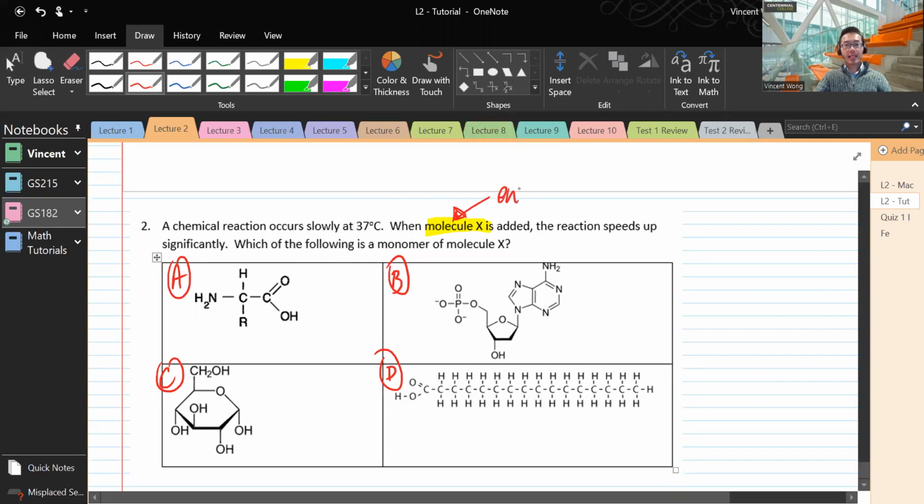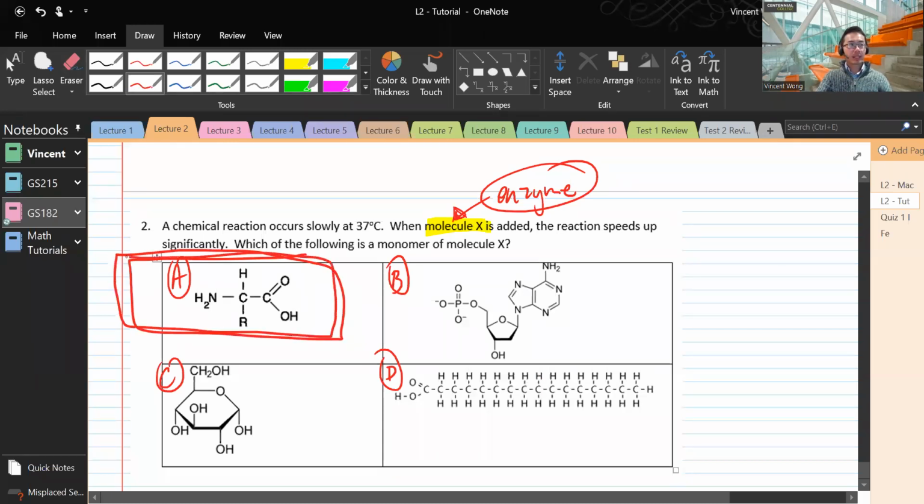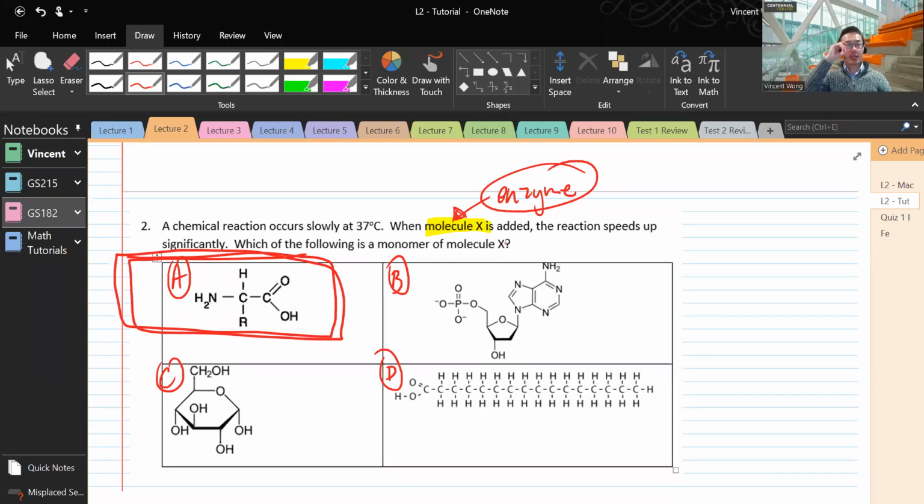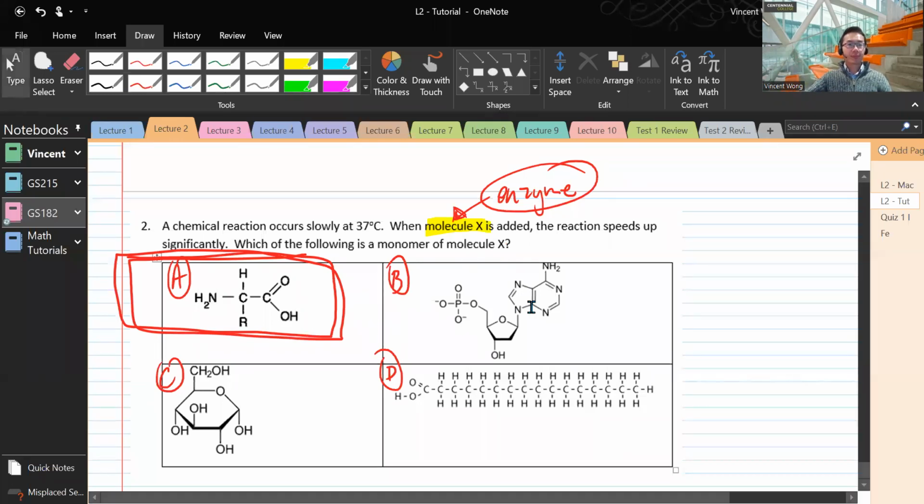That's right. The answer is enzyme. And what are enzymes? Are enzymes carbohydrates, proteins, lipids, nucleic acid? They are proteins. So what is the monomer of proteins? The answer would be amino acid. So you see, this would be an example of an application question, where you have to think through multiple layers before you get to the answer.